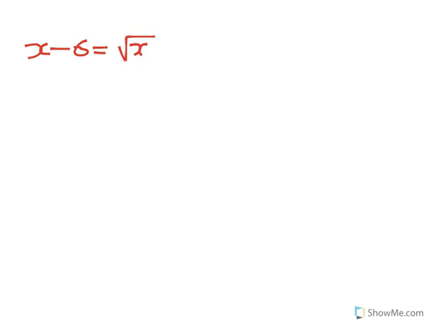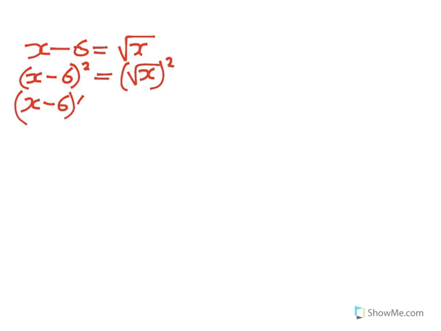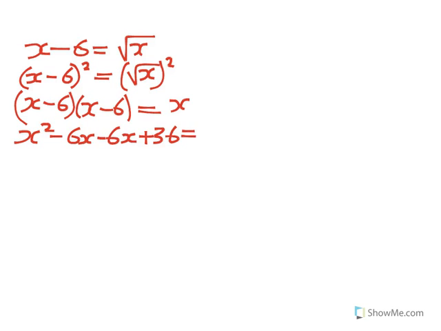Now when you've done that, you are back to the normal way, whereby you square both sides. x minus 6 squared is equal to square root of x, and then you square it. So you are going to have x minus 6 and x minus 6 is equal to x. So what is that? It's x squared minus 6x minus 6x plus 36 is equal to x.